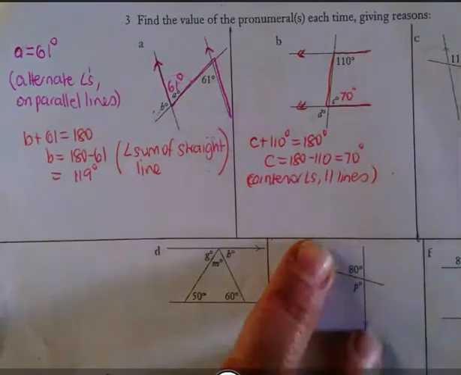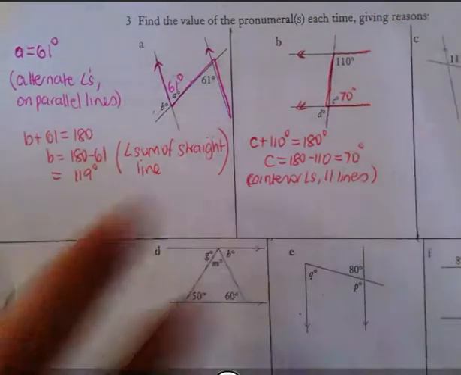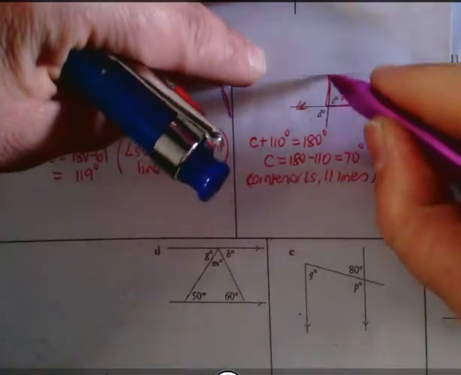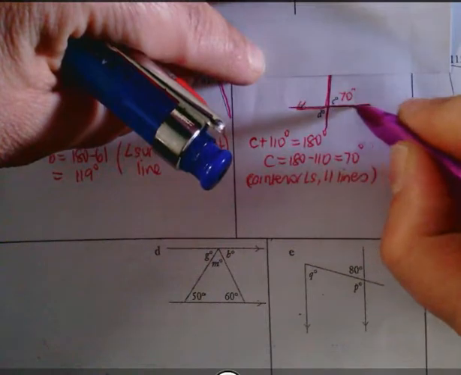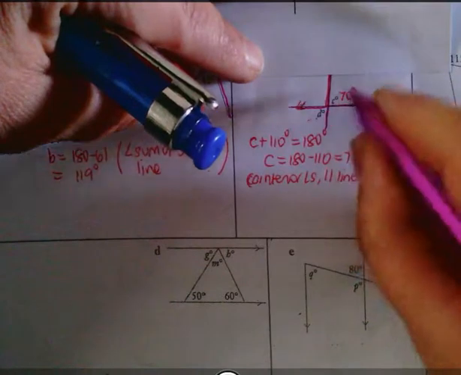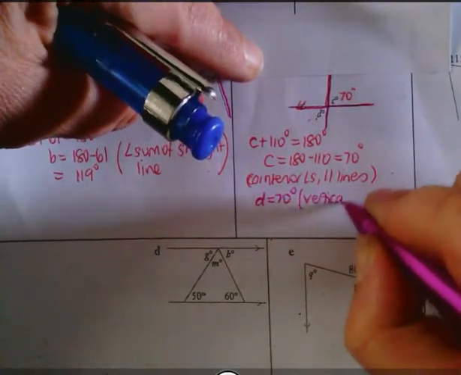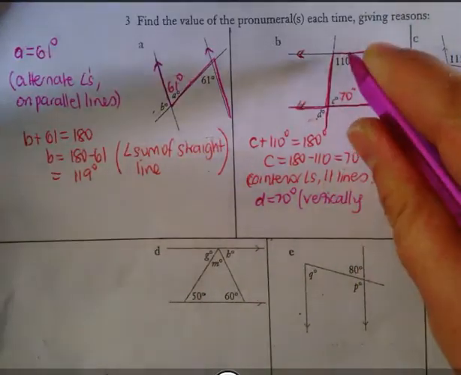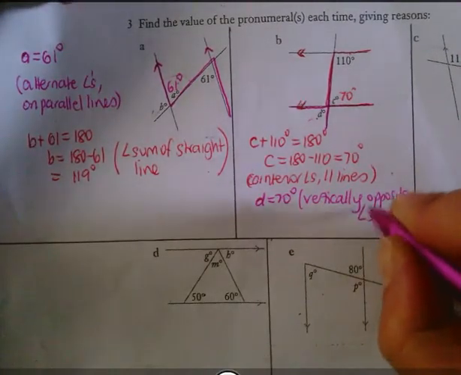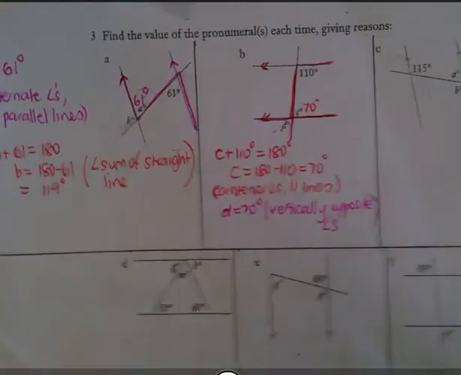Now the relationship between C and D, so we've done that. If I just look at C and D only, I need to cover up anything else. I can see that these two lines cross, and that C and D are vertically opposite angles. So that means that D is 70 degrees by vertically opposite angles. So you can't work out D from this 110 directly. You have to do your C first, and then D is 70 by vertically opposite angles.